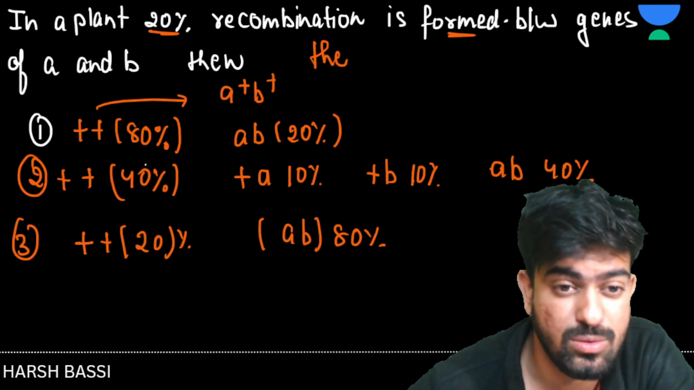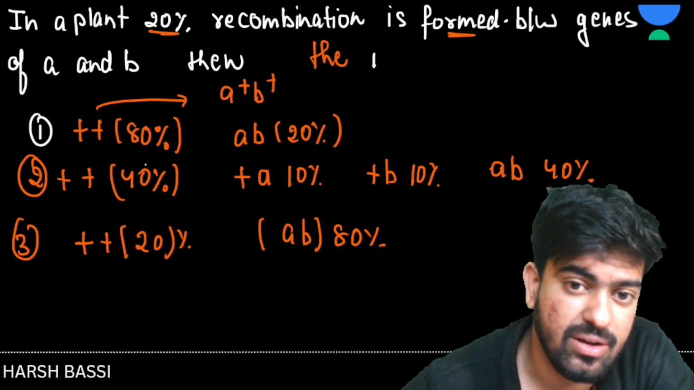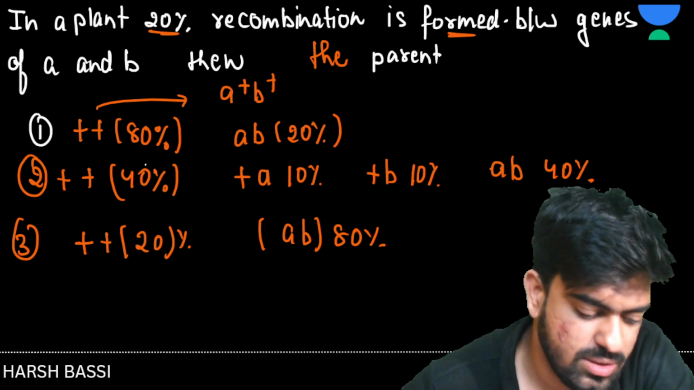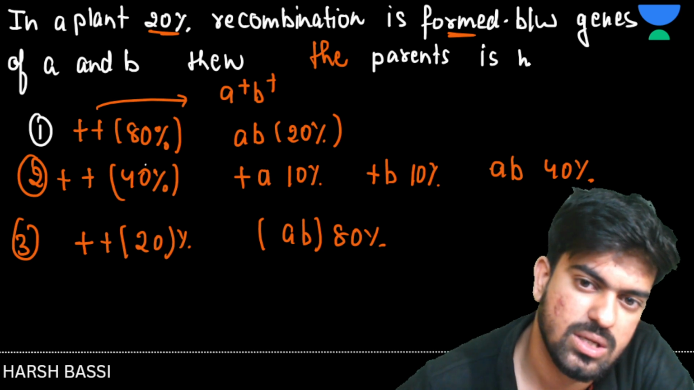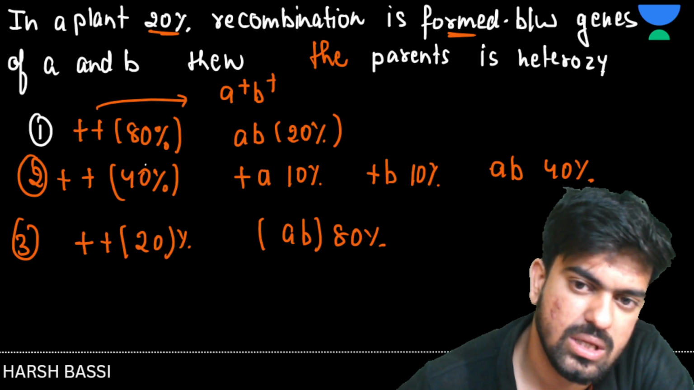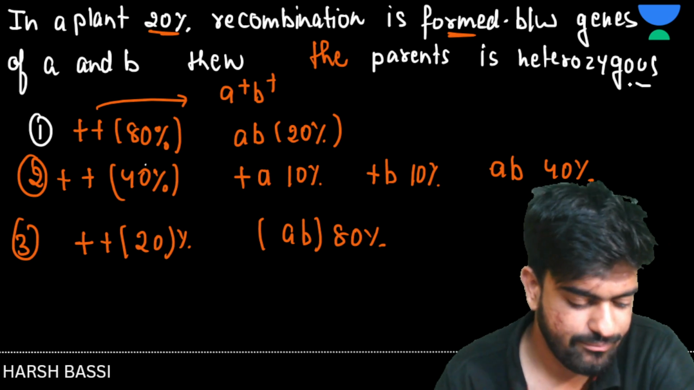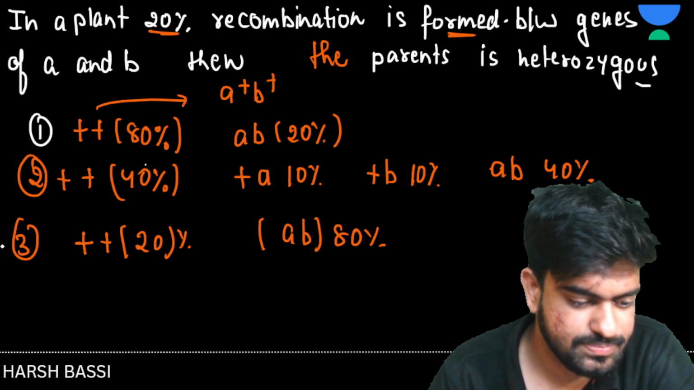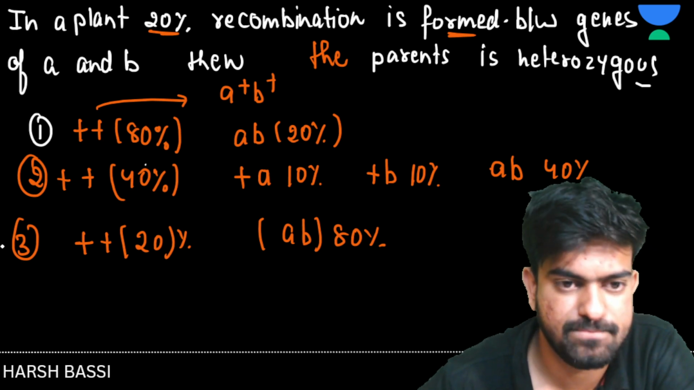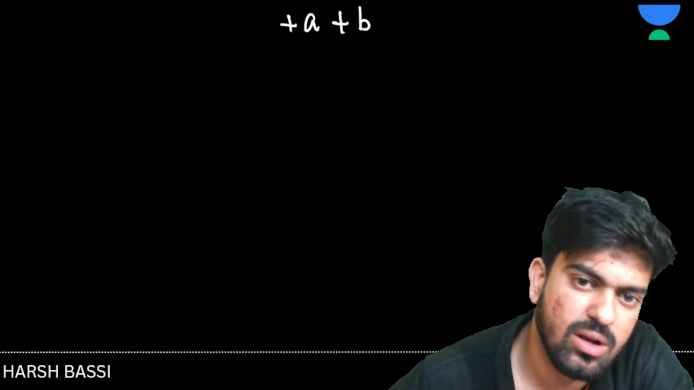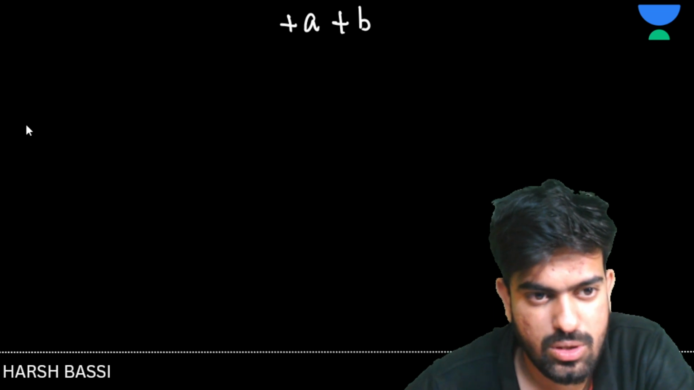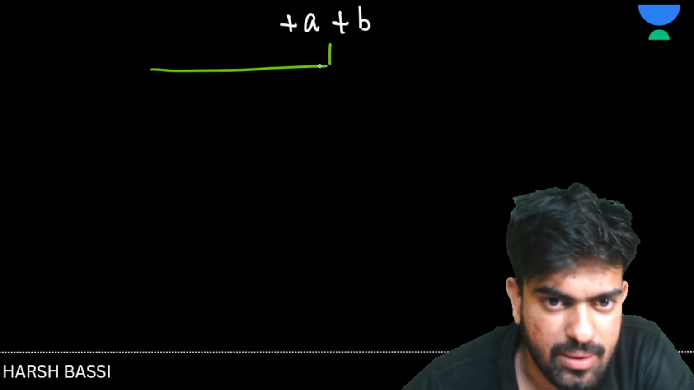So let's see here. In the question it's given the parents are pure. So let's take, sorry, the parents are heterozygous. I'm so sorry. The parent is heterozygous. Okay. If the parent is heterozygous, then how are we going to form the gametes? See, if the parent is heterozygous, that means plus A plus B is there, and if they're going to make the gametes, then what type of gametes will we be forming?